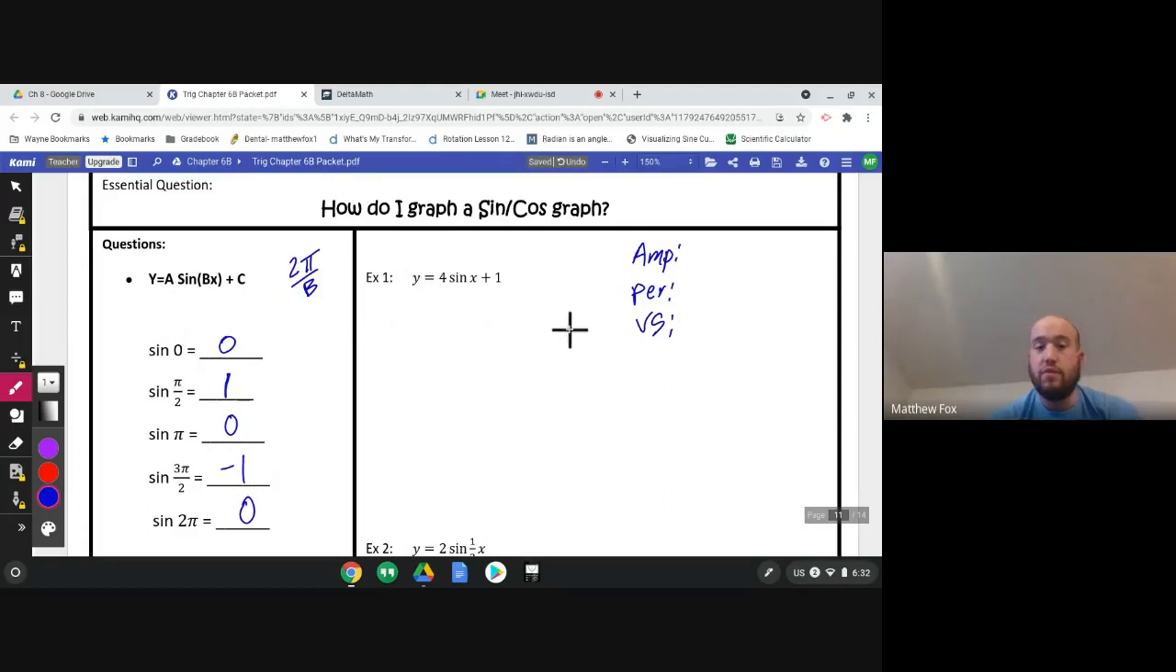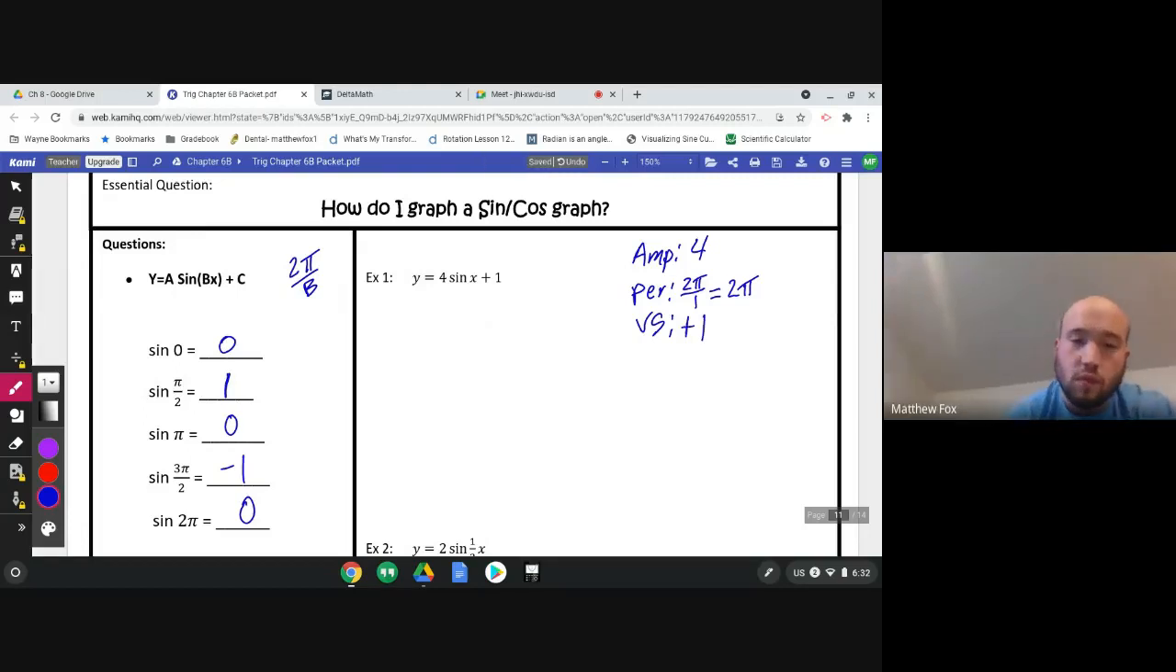So amplitude, very easy. Whatever's in front of sine or cosine. So here's a 4 with an amplitude of 4. Okay, period. Remember, is always 2 pi divided by b. In this case, b, whatever's in front of x. There is no number in front of x, which means it's a 1. So 2 pi over 1, which means our period is just 2 pi. And the vertical shift, plus 1 at the end there, so that's up 1. So I'm just going to put plus 1, which we know is up 1.